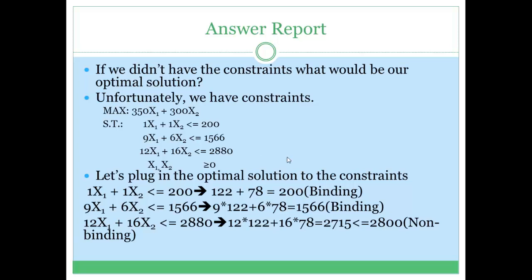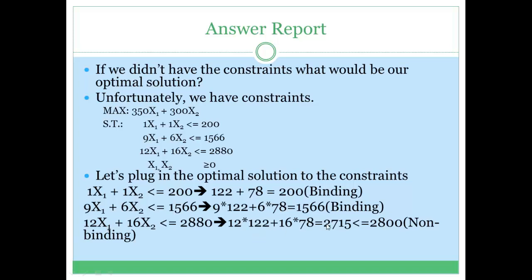So whenever a constraint is binding, that means that constraint is the limiting constraint that limits our objective function from improving. The second one is 9x1 plus 6x2. We again plug in the values and we get that it's equal to 1566. This is the left-hand side value, which is equal to the right-hand side value. So that constraint is also binding. It's also limiting.